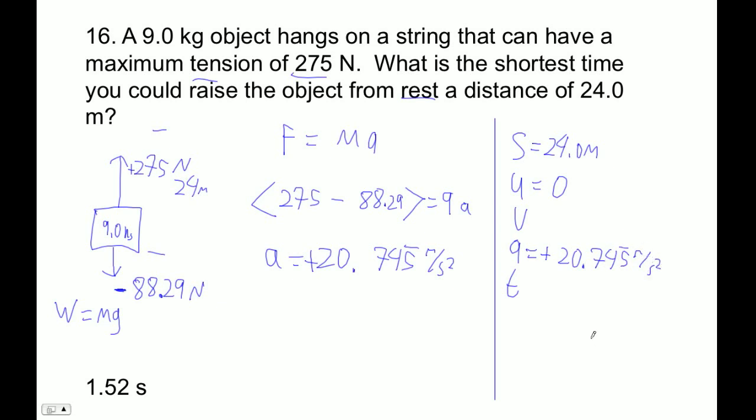I think the formula to use is, let's see, s equals ut plus 1/2 at squared. So 24 equals, and then this goes away because the initial velocity is 0. So that equals 1/2 times 20.745 repeating times t squared. So let's go.